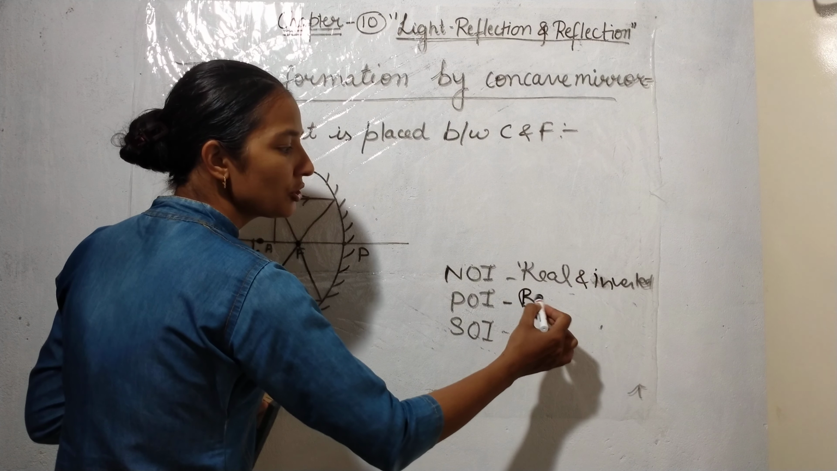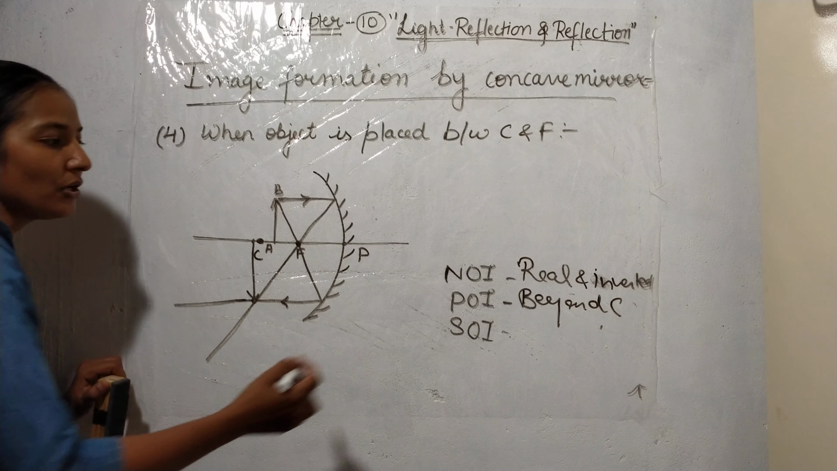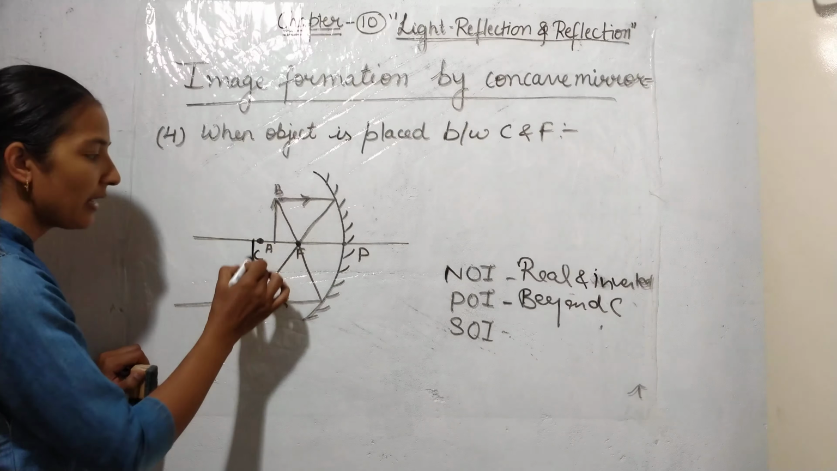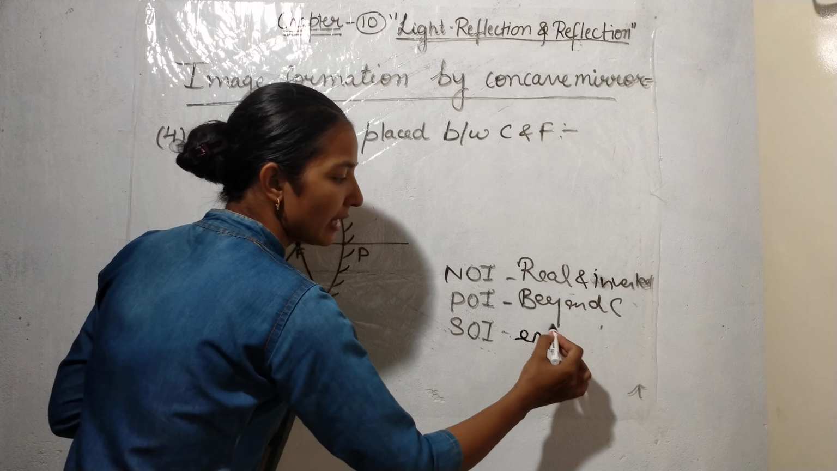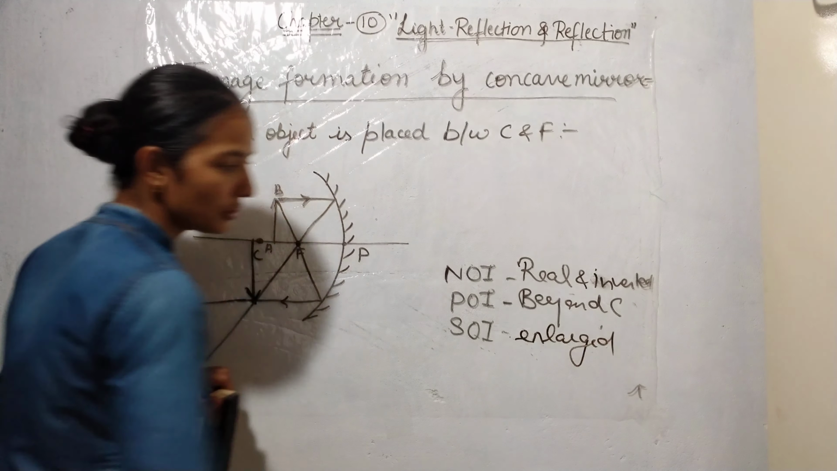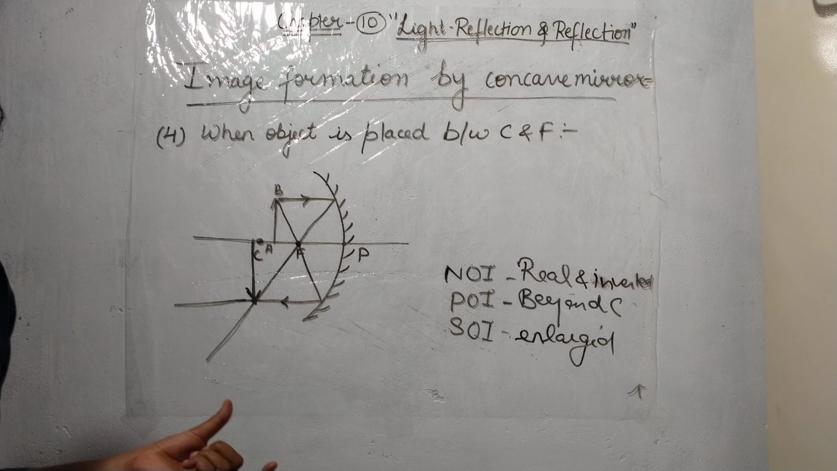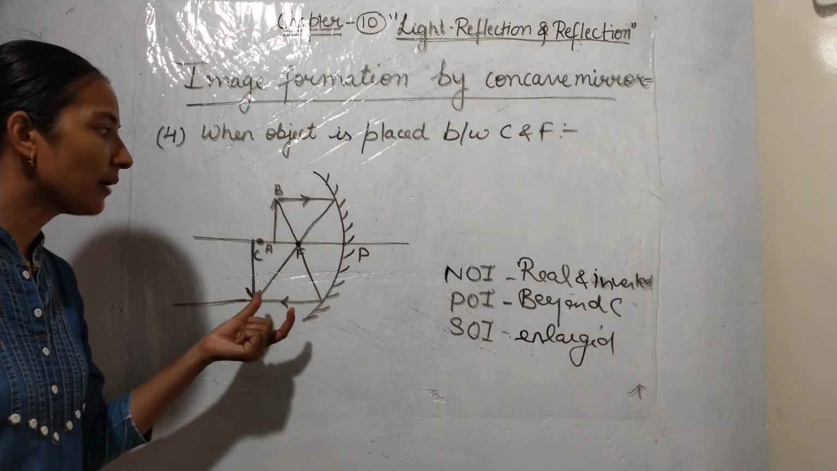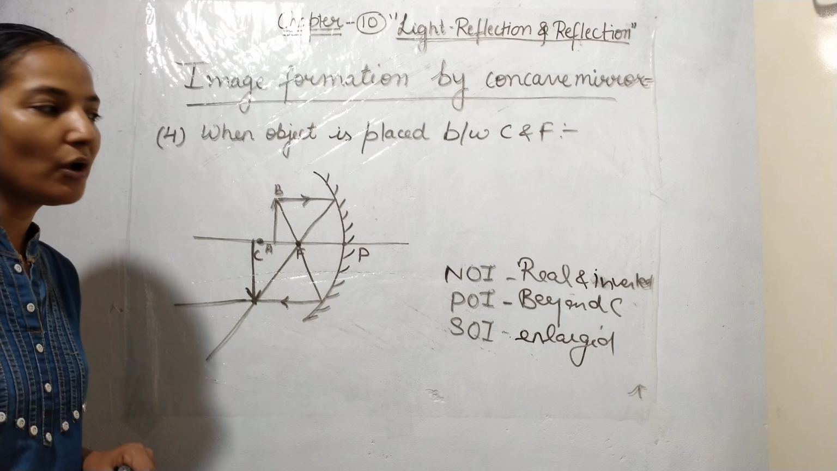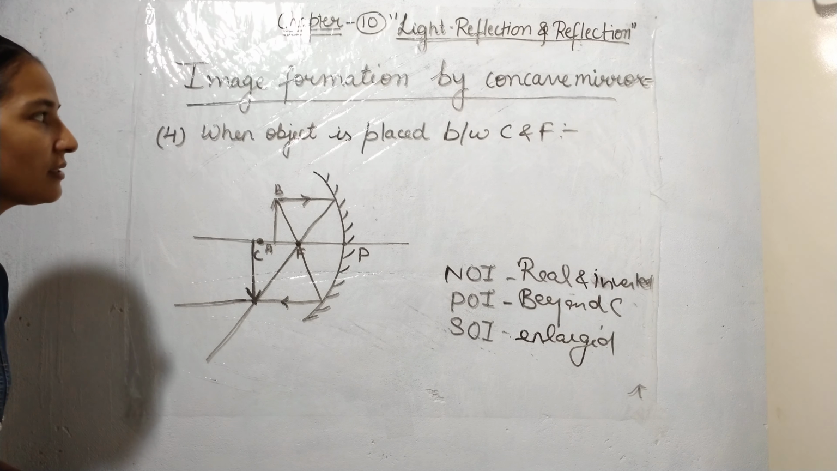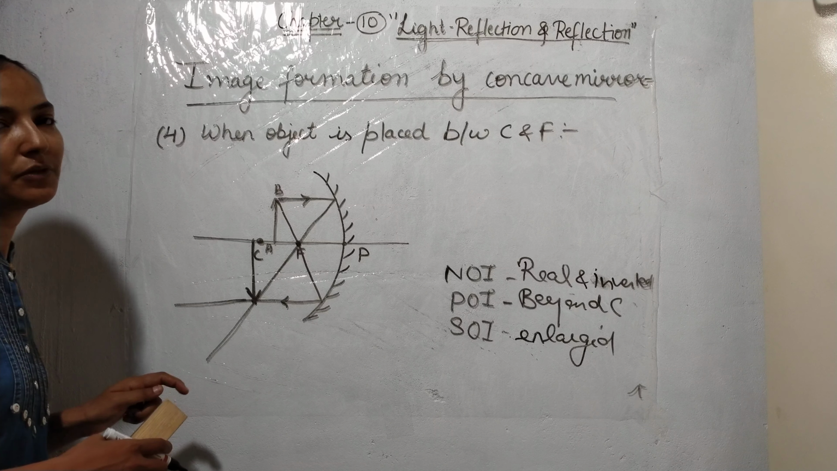So where will be the position of the image? It will be beyond the center of curvature. Also the size of the image is comparatively larger as compared to the size of the object. So we can say that the image is quite enlarged. If you draw the ray diagram by using appropriate measurements from scale and compass, you will come to know how you can get the image. The image will be formed beyond the center of curvature. So this is the fourth ray diagram for the formation of image when the object is placed between the center of curvature and focus.